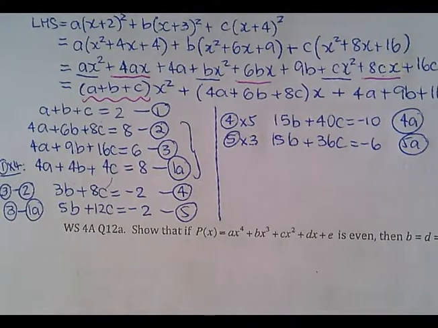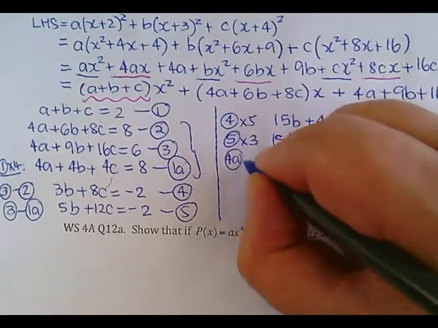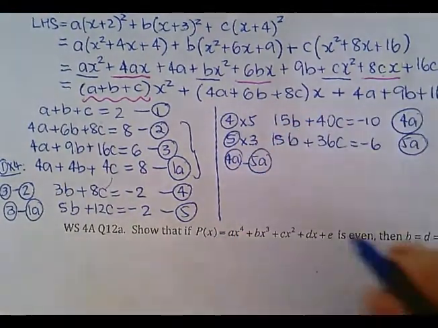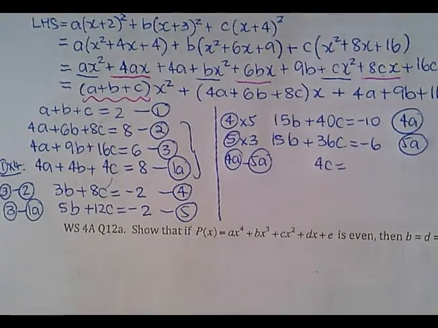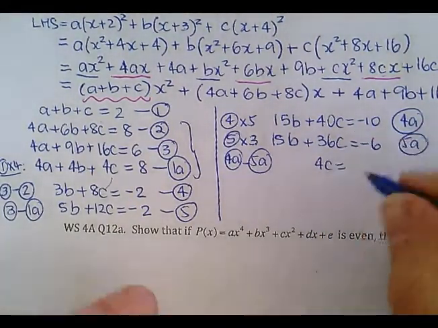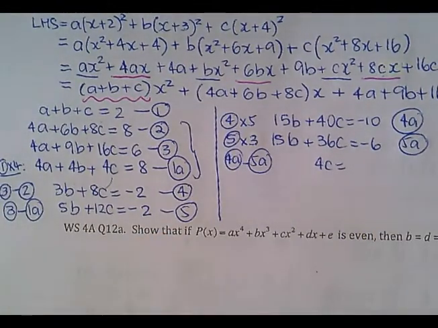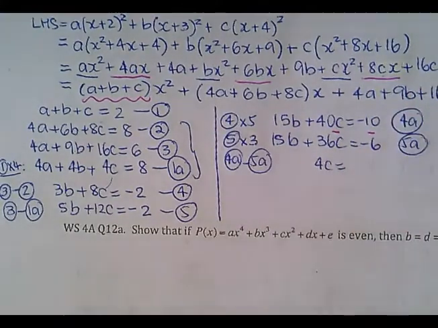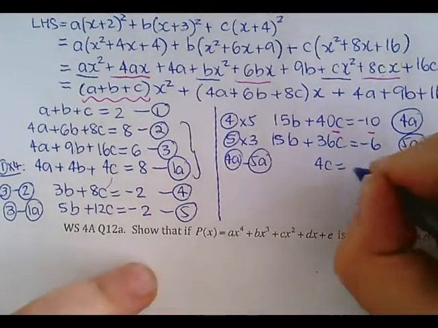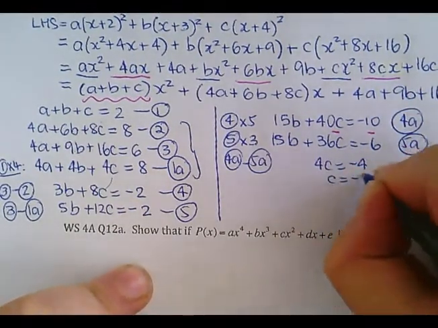Now what are you going to do? Subtract. You can do 4a minus 5a. So equation 4a minus 5a gives us 4c equals negative 10 take away negative 6, which is negative 10 plus 6. It's negative 4. That means that c is negative 1.